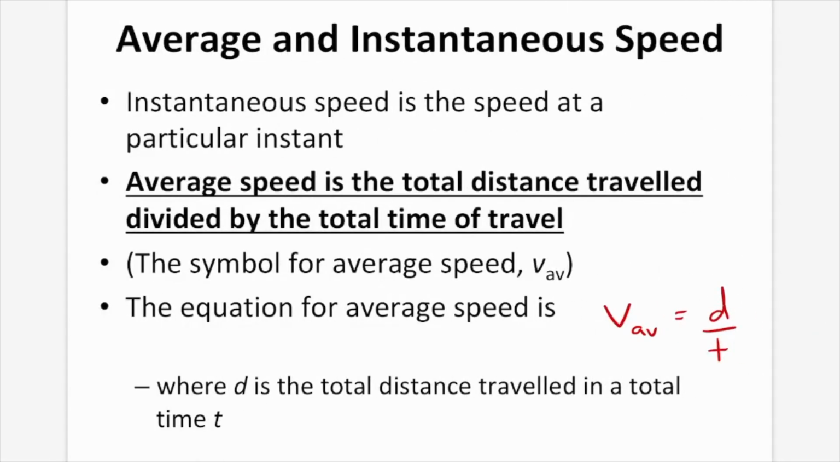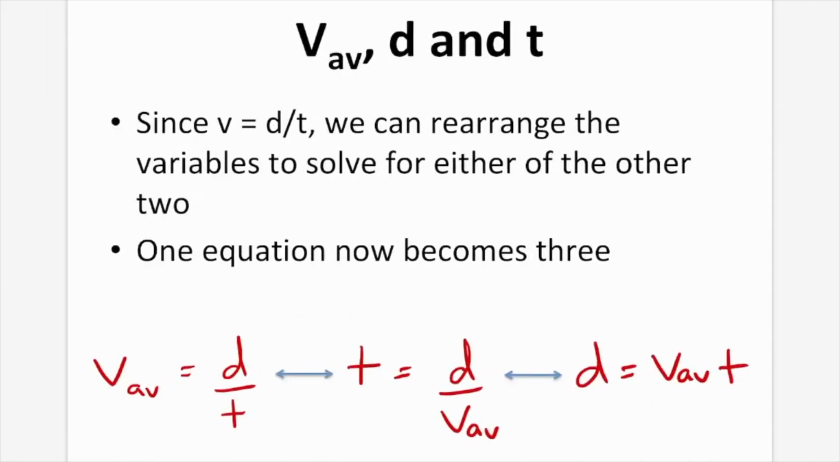Average and instantaneous speed. Instantaneous speed is the speed at a particular instant. Average speed is the total distance traveled divided by the total time of travel. The symbol for average speed is v with an av subscript. The equation for average speed is v_av equals d over t, where d is the total distance traveled in a total time of t. V average, distance, and time.